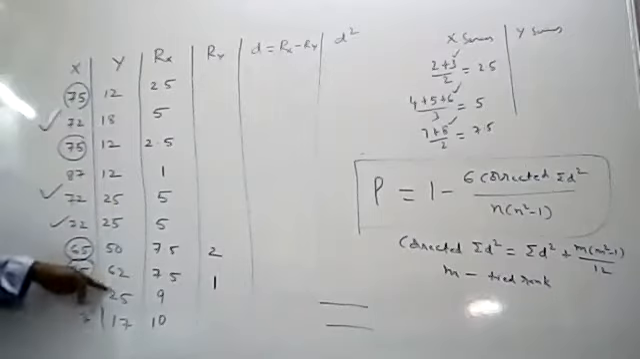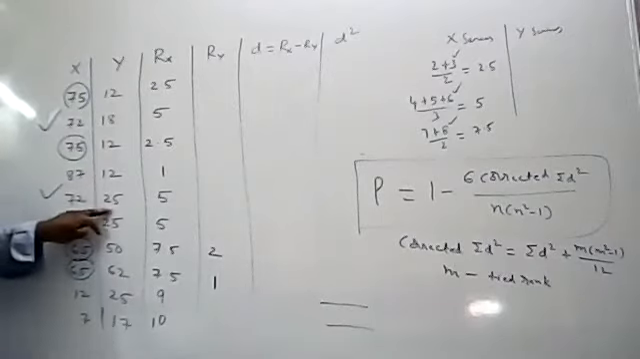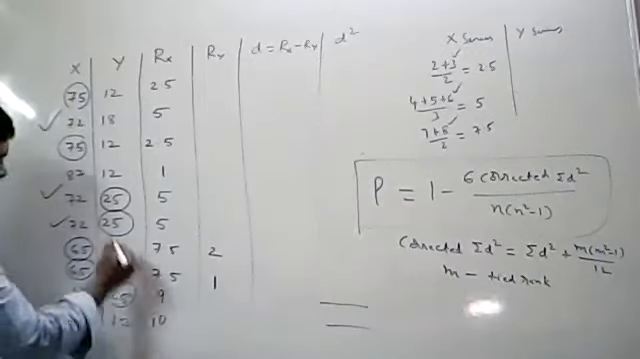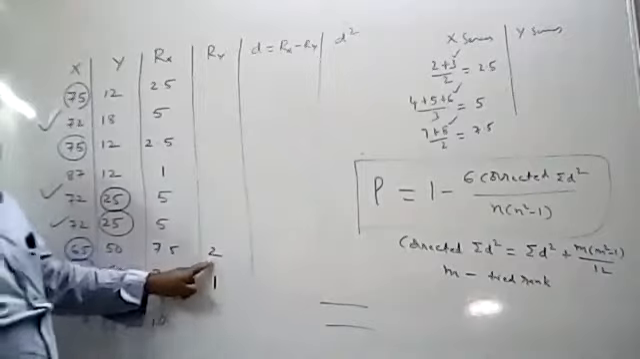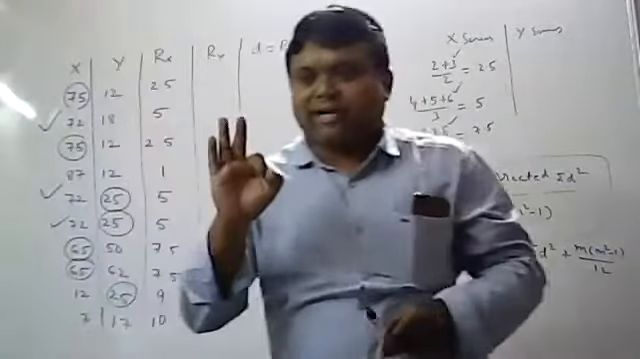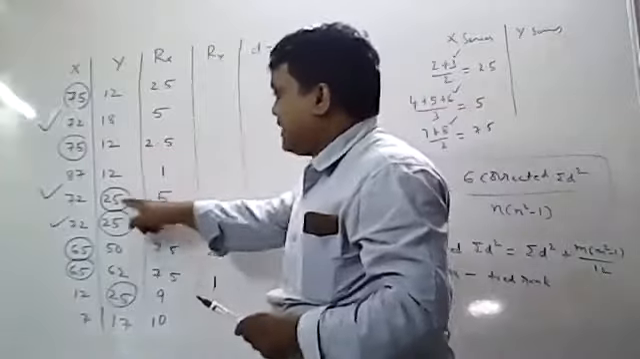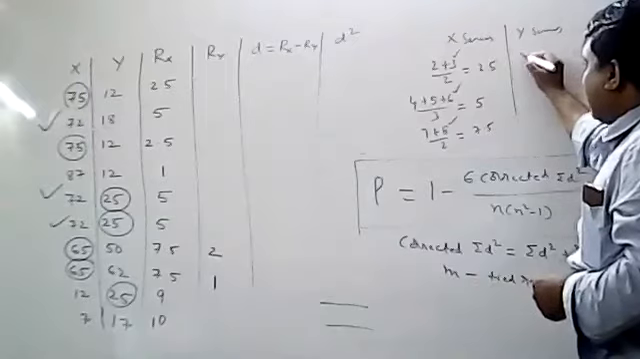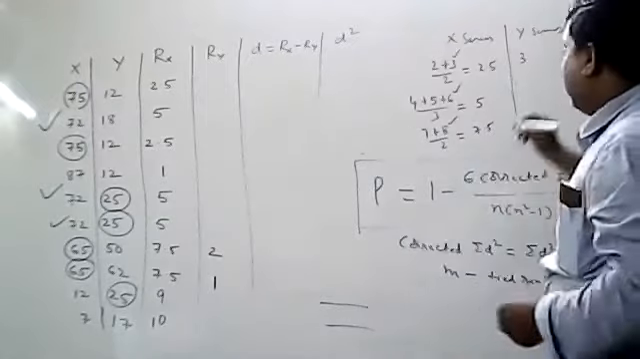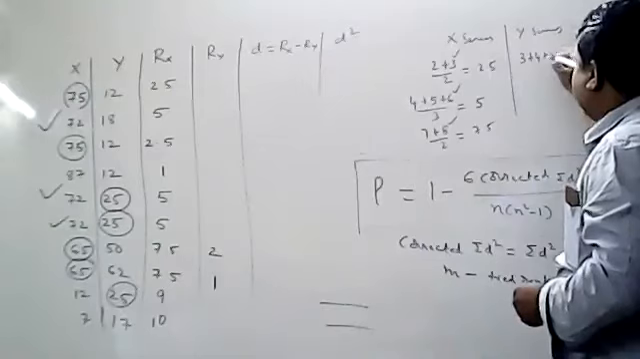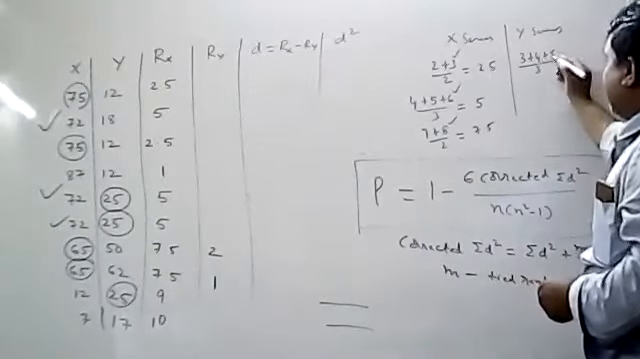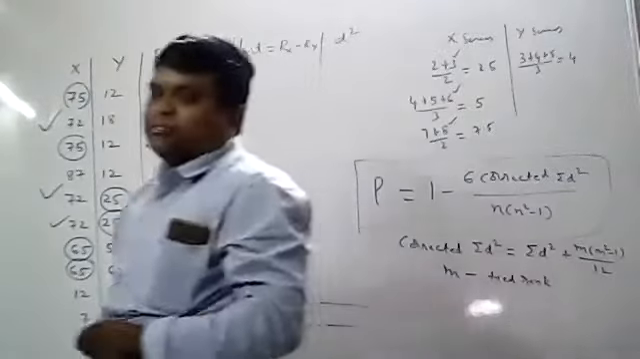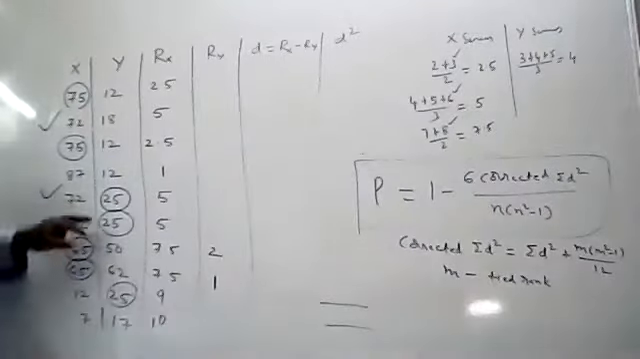After 50, what is the next highest value? Next highest value is 25. But how many 25s are there? 1, 2, 3 25s are there. Already 2 ranks are finished. Now I have to assign rank number 3. For rank number 3, there is a tie for how many values? 3 values. So take the arithmetic mean. 3 plus 4 plus 5 by 3. That means 12 by 3, which is 4. So give rank number 4 to all the 25s.